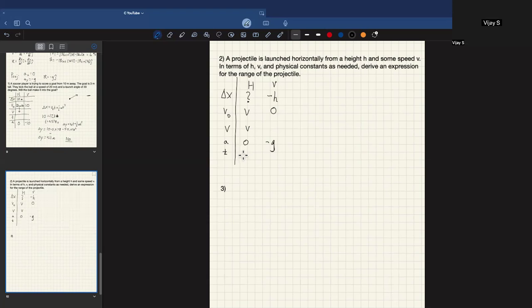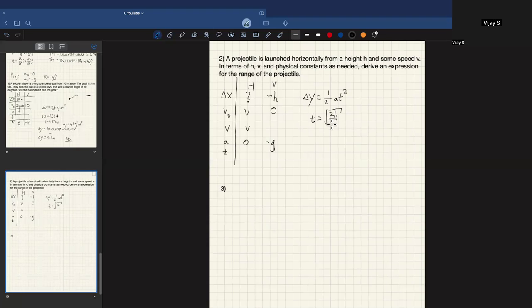That means we have to figure out a symbolic expression for time using our vertical values. We don't care about final velocity, so I can say that delta y is equal to 1/2 a t squared. Note that the initial vertical velocity is 0. So if I solve that for time, then plug in negative h for delta y, plug in negative g for a, you're going to get that the amount of time it takes this object to hit the ground is given by the square root of 2h over g, which makes sense.